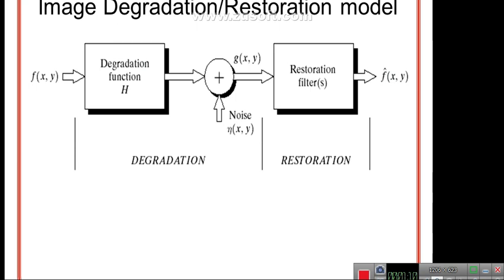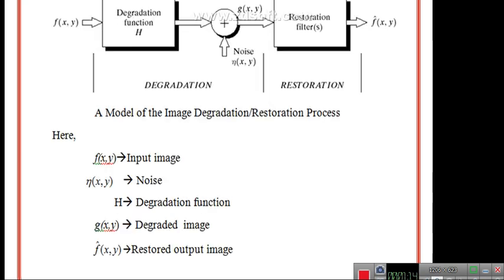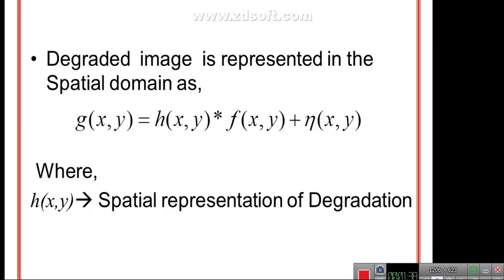Here f cap of x,y is the restored image and f(x,y) is the original input image, e(x,y) is the noise and h is the degradation function. g(x,y) represents the degraded image and f cap of x,y is the restored output image. If f cap of x,y is equal to f(x,y), it means no error, so e(x,y) equals 0.